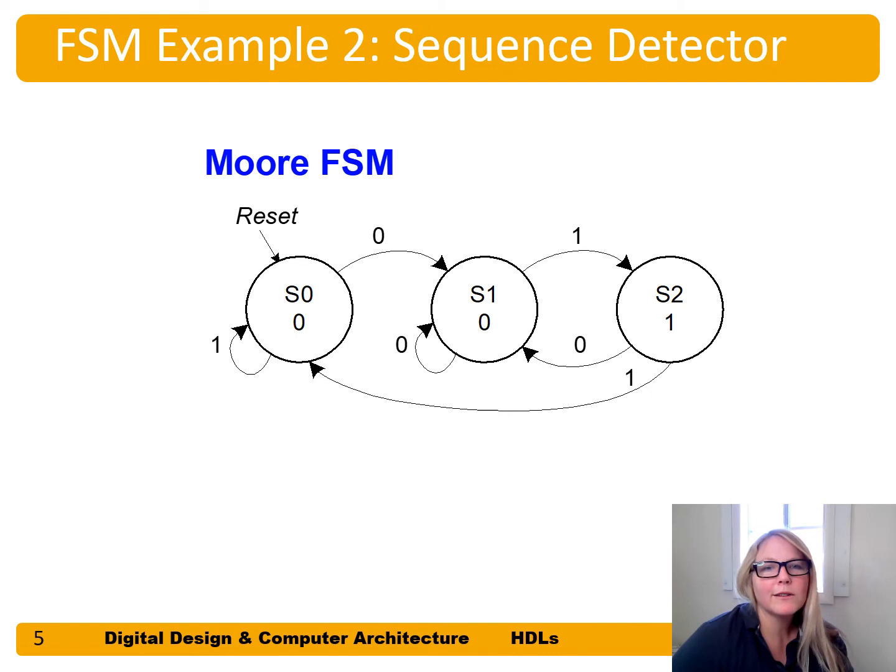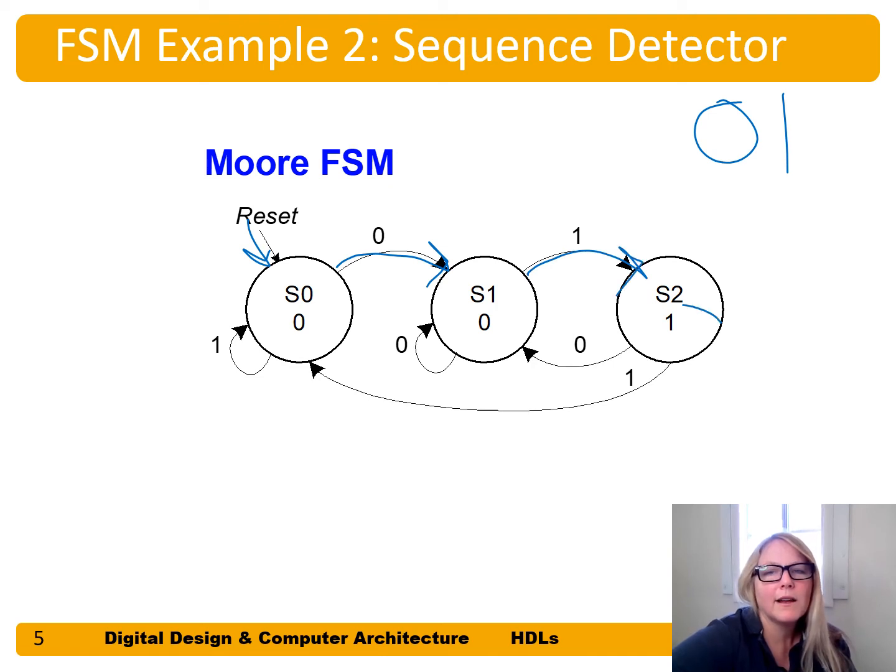So here we have another example of a more complex FSM. And this is the sequence detector that we talked about in chapter 3. So we're detecting the sequence 0, 1. So go to the reset state, S0. When the 0 is detected, followed by a 1 being detected, the output asserts to 1. And otherwise, we do other things with the FSM. We want to detect that sequence.